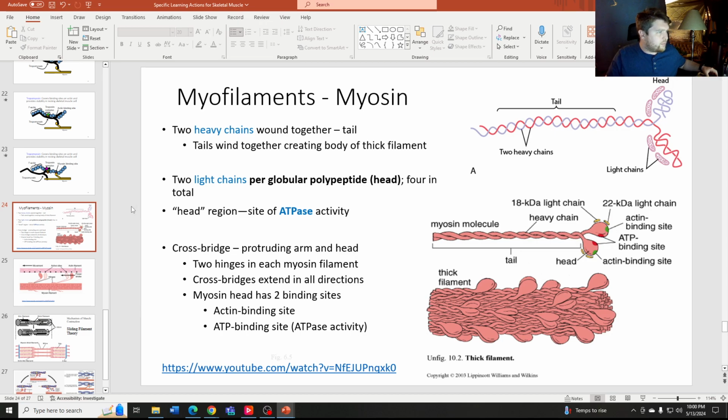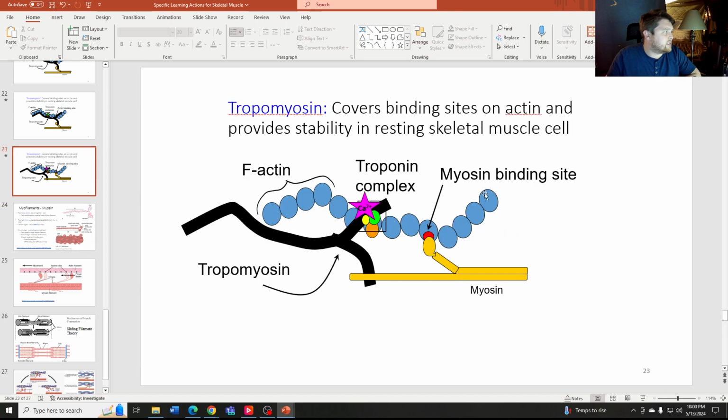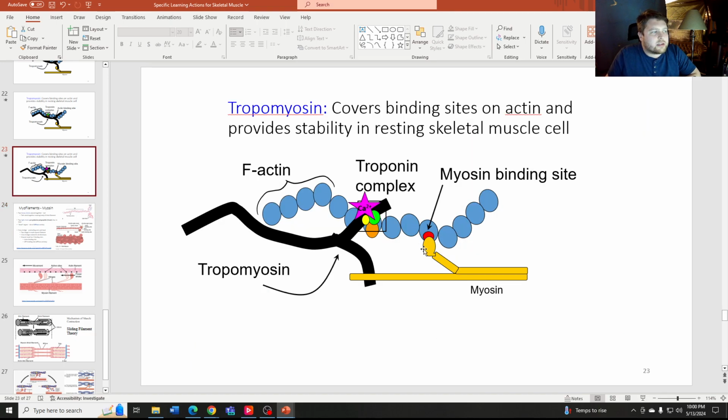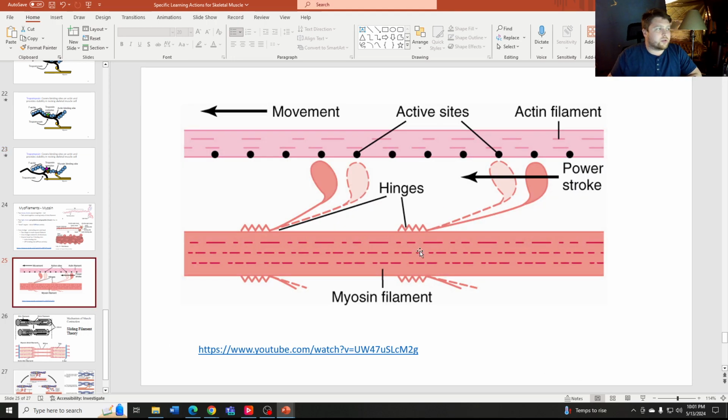When we get there, we have the heavy chains, we have the heads, and when we open up a myosin binding site on the actin, that head is going to have a high affinity, so it really, really wants to bind to that binding site. It's going to bind and do what's called a power stroke. So it's going to bind and pull down.